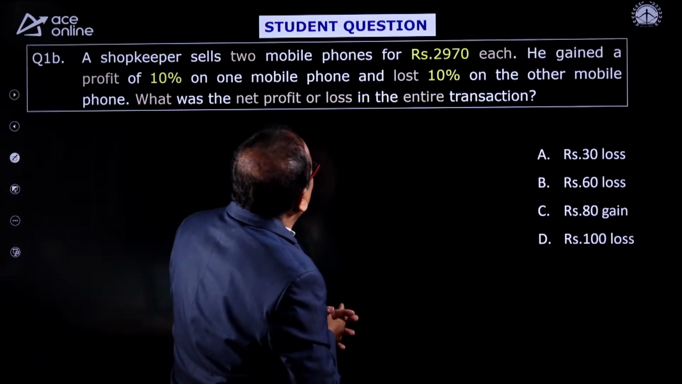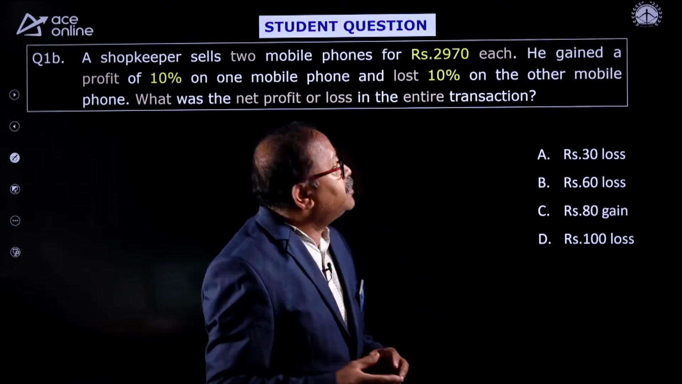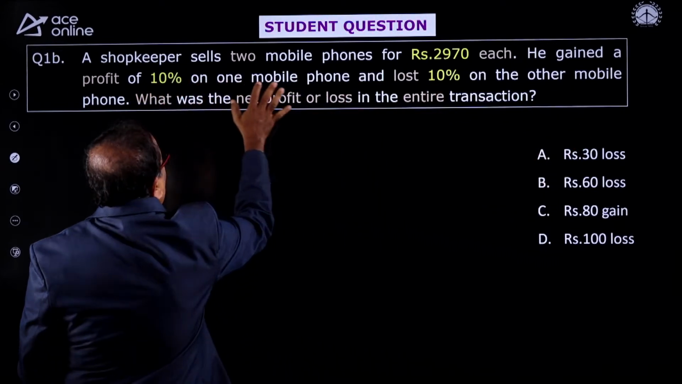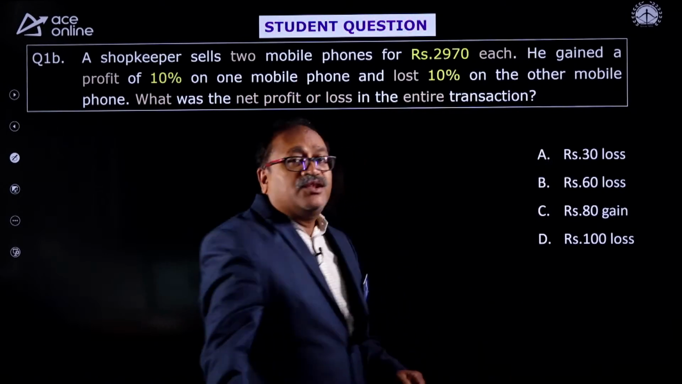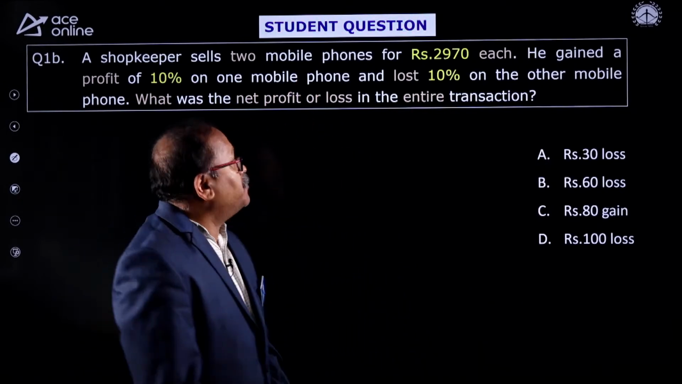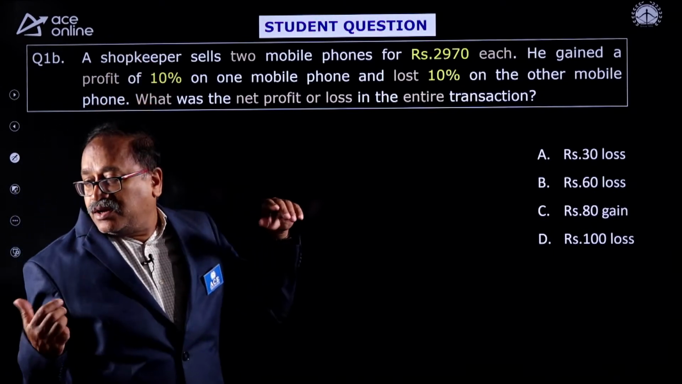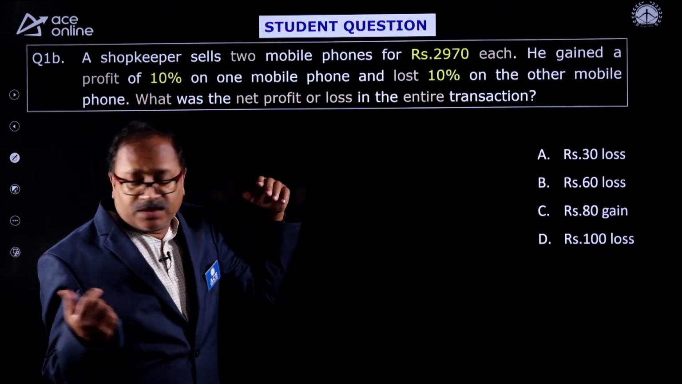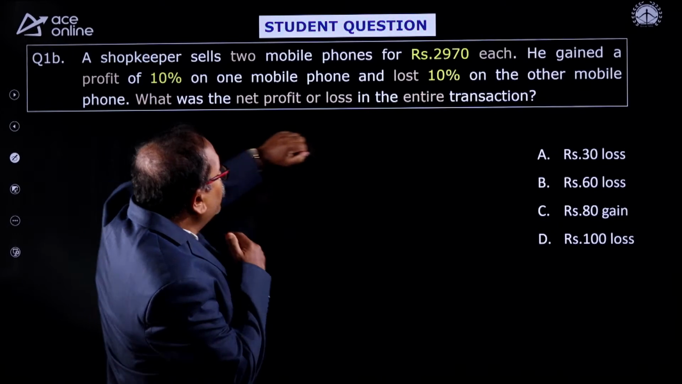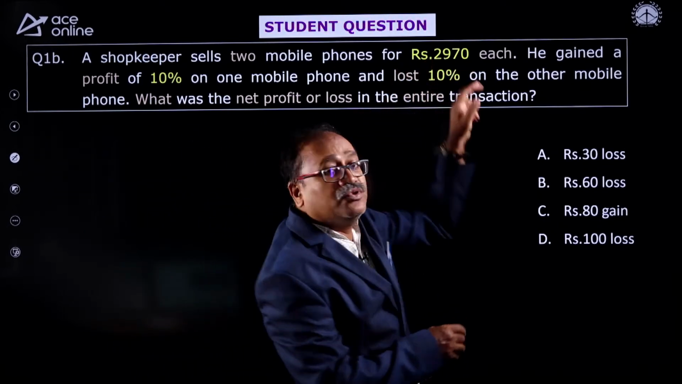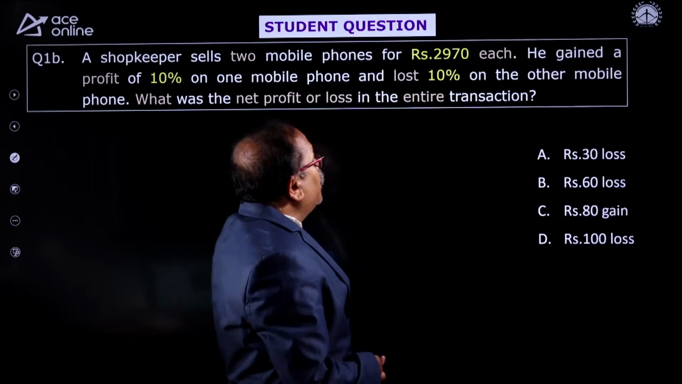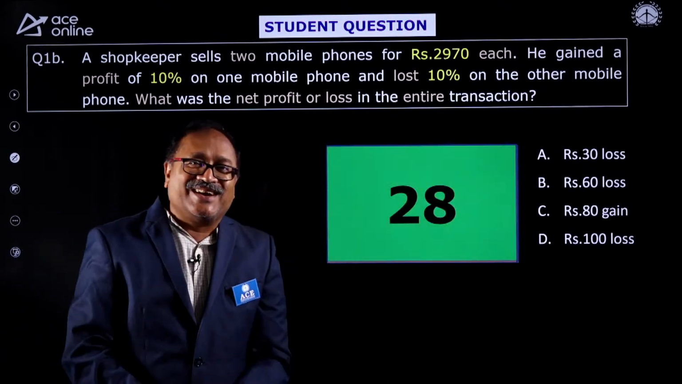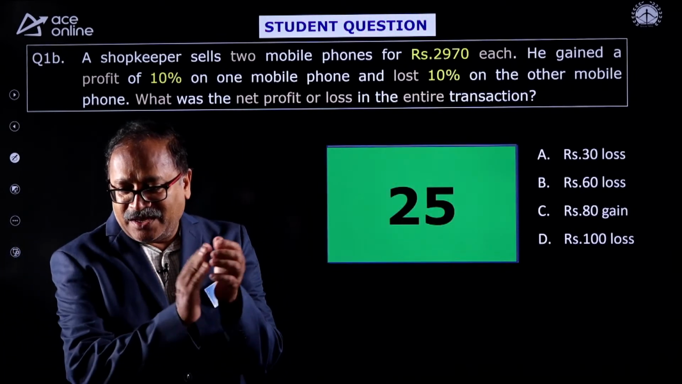A shopkeeper sells 2 mobile phones for rupees 2,970 each. Similar type of question. He gained a profit of 10% on one mobile phone and lost 10% on the other mobile phone. So this is 10% profit and the same 10% loss, and the selling price of the 2 articles is the same. So what is the overall profit or loss percentage? You have 30 seconds to answer it. Come on, Sai and group, answer it.